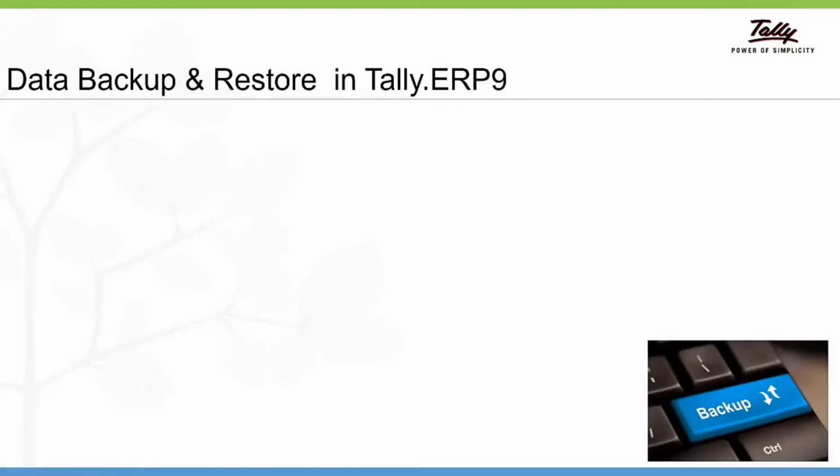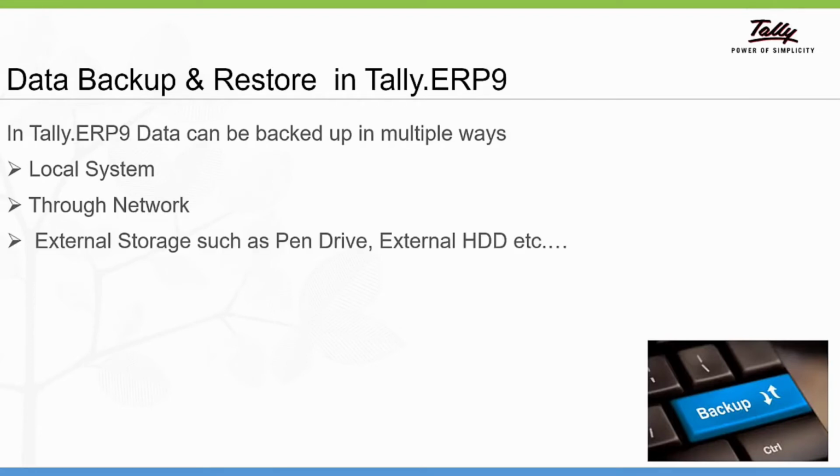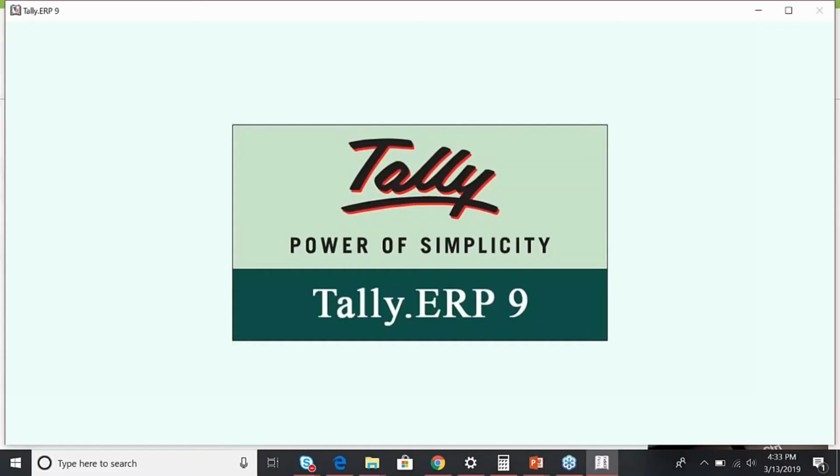So how can I back up my data? We can back up the data in multiple ways: in the local system, through the network, on external storage such as a pen drive or external hard disk, or by scheduling a backup using a third-party tool. How to back up my data is one of the major things, which is very easy in Tally.